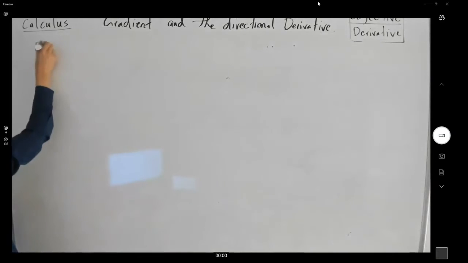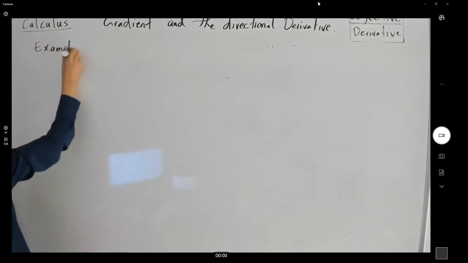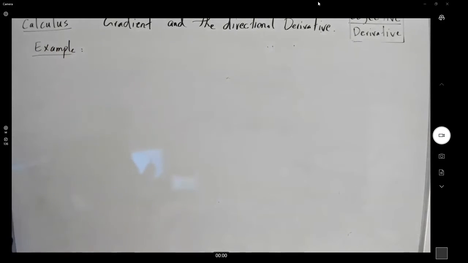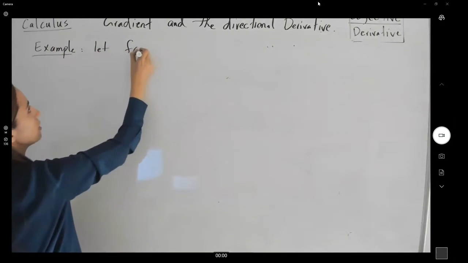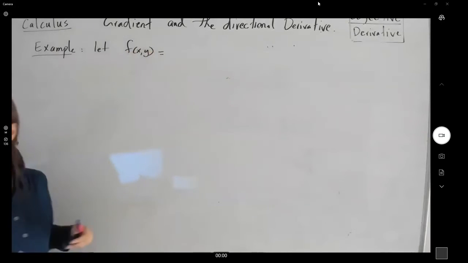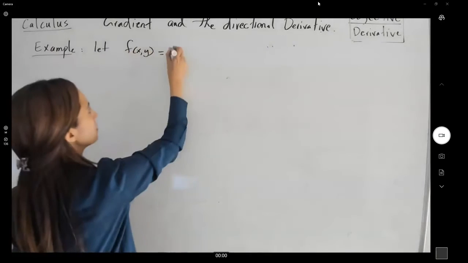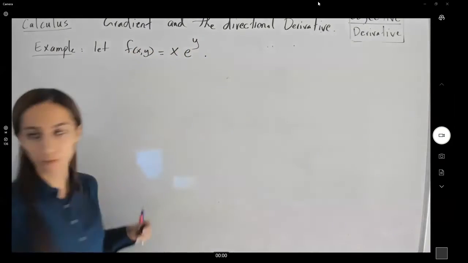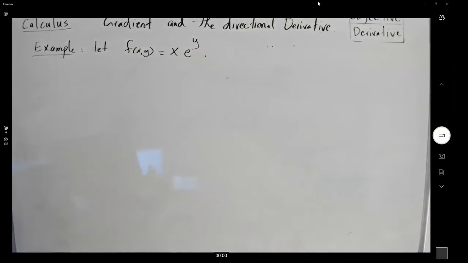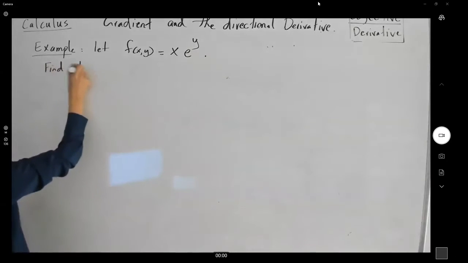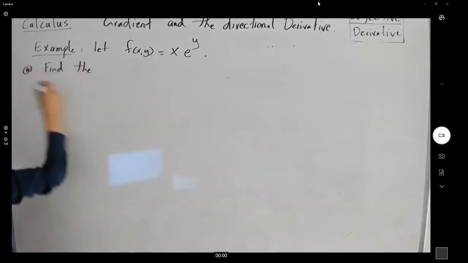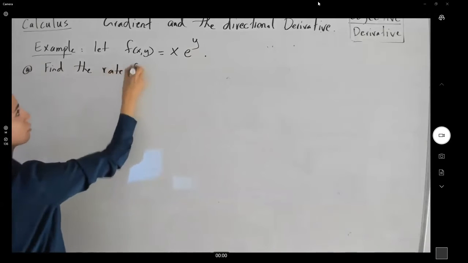So in this example, the question says, let f of x and y be equal to x e to the y. Question says, find the rate of change.